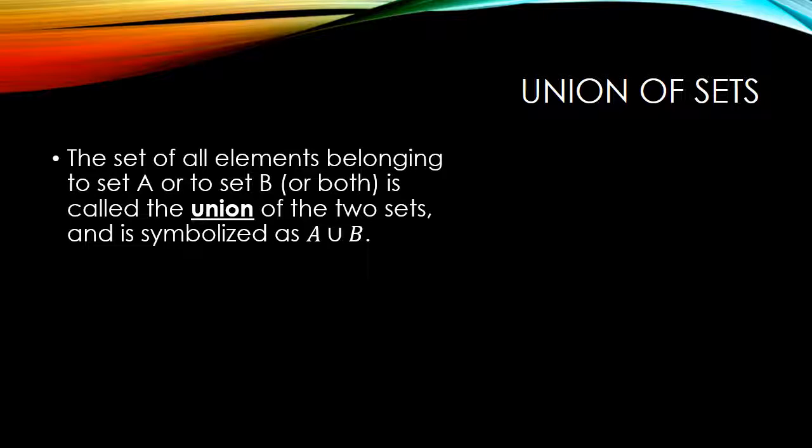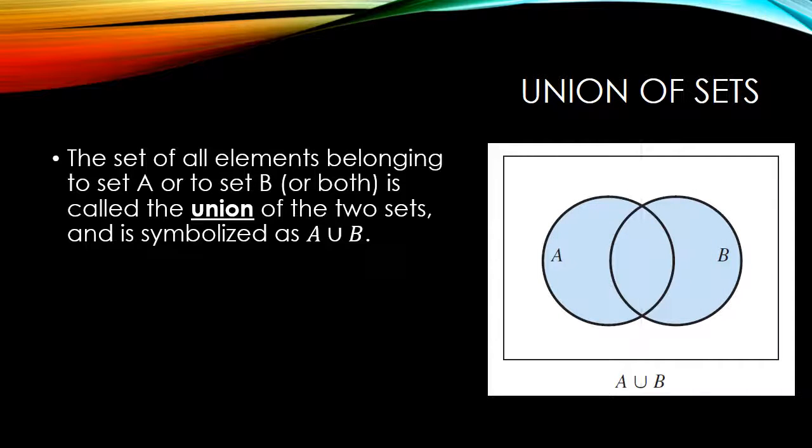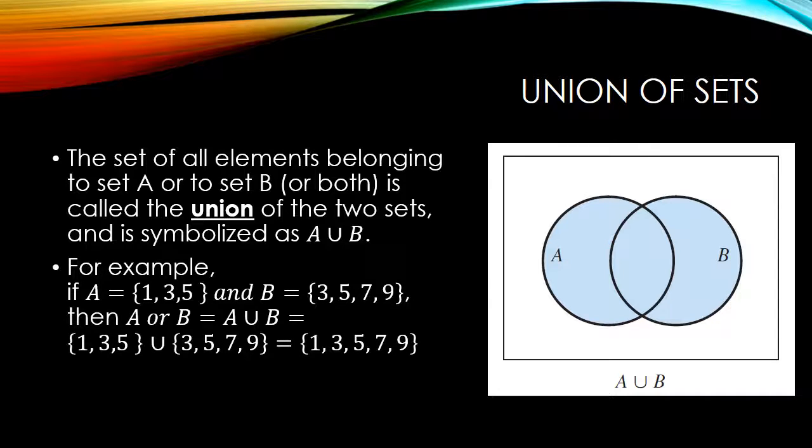The union of sets, the set of all elements belonging to set A or to set B or both, is called the union of the two sets and is symbolized as A union B. And you'll notice the little union symbol looks like a U, so that's kind of easy to remember. And then just remember for intersection, you flip it over. Okay, the union of these two sets would be the blue area. If A is 1, 3, 5 and B is 3, 5, 7, 9, then A or B, which would be A union B, would be the union of the two sets, which is 1, 3, 5, 7, 9.